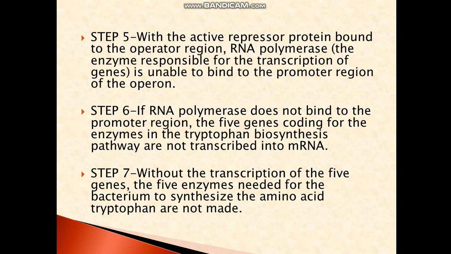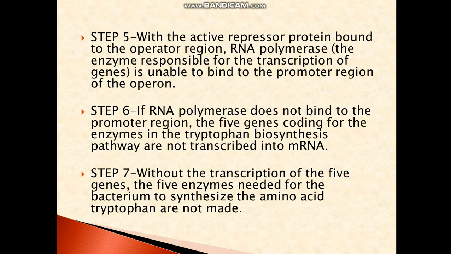So what will happen? Ultimately, the repressor will again become inactive and it will not go and bind to the operator. So RNA polymerase will go and bind to the promoter region, and then the transcription of the genes will be continued, forming the 5 different kinds of tryptophan synthetase enzymes, and these enzymes are actually going and taking part in the biosynthesis of tryptophan. Clear? And once again the cycle will continue.